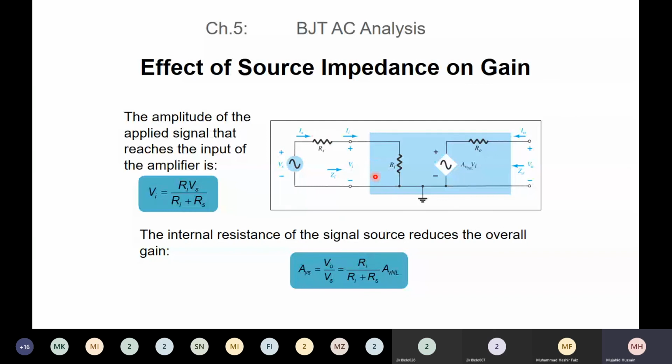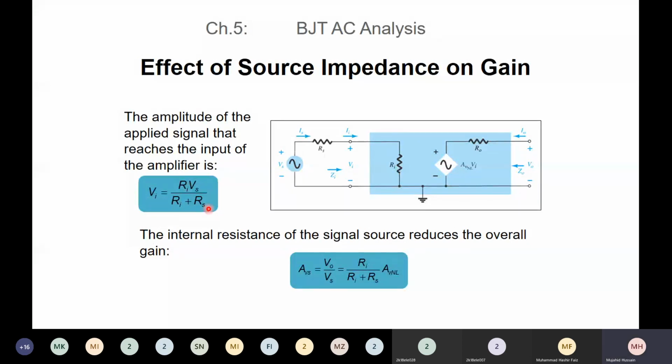That is the voltage across this resistance Rin. The voltage across this resistance is Vi. So Vi will be equal to this resistance Ri over the sum of these two resistances, Ri plus Rs, multiplied by the source voltage, that is Vs. So very simple. If you take this Vs to the denominator of Vi, then Vi over Vs will be equal to Ri over Ri plus Rs. That will be used in the next slide.